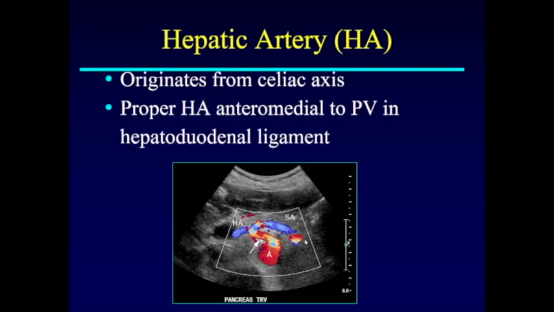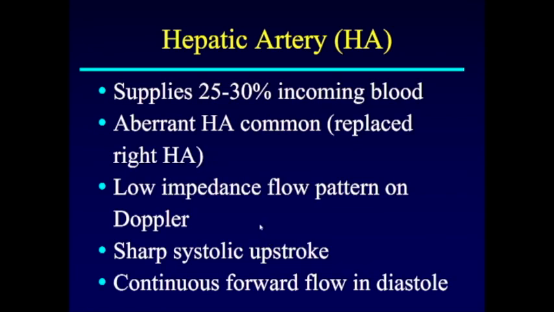The hepatic artery is the arterial supply to the liver, which accounts for about 25% of blood flow to the liver. It arises from the celiac axis in most patients, and it runs in the hepatoduodenal ligament anterior medial to the portal vein. Here you can see the hepatic artery coming off the celiac and diving into the liver. A replaced hepatic artery does exist. Most of the time it's the right hepatic artery that is replaced and arises from the superior mesenteric artery.